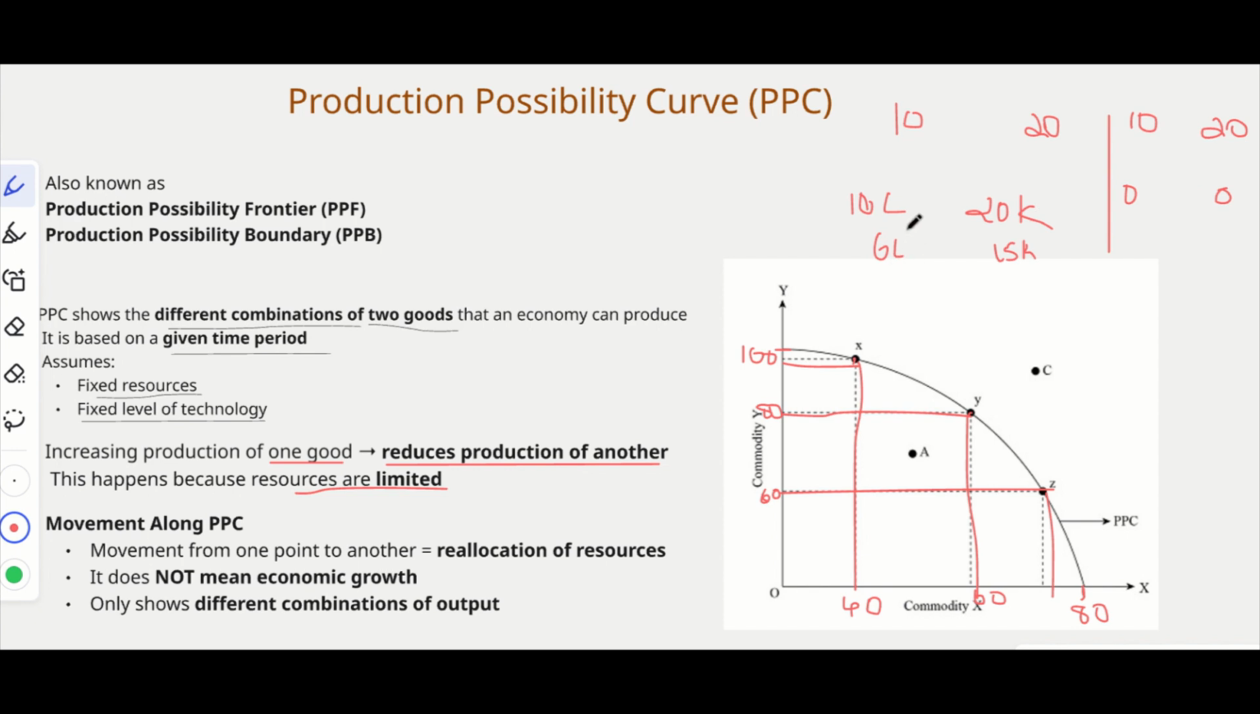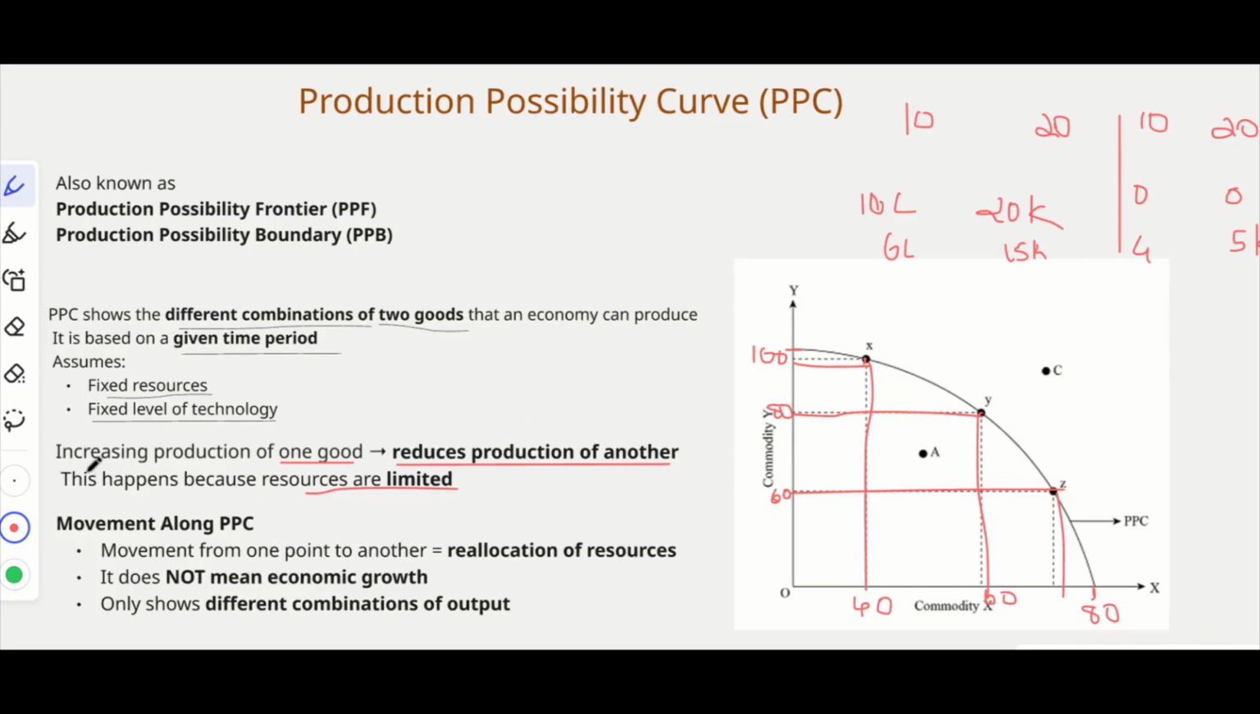And at the same time, when I decide to reduce it to 6 labors and 15 units of capital, how many resources will be allocated for commodity X? It will be 4 labor and 5 units of capital. So this is how from each point the resource allocation is properly showcased.